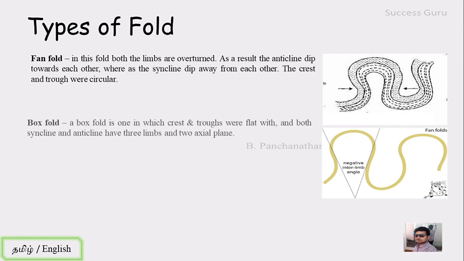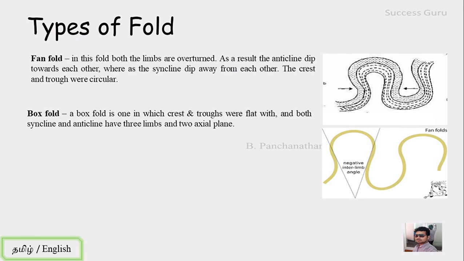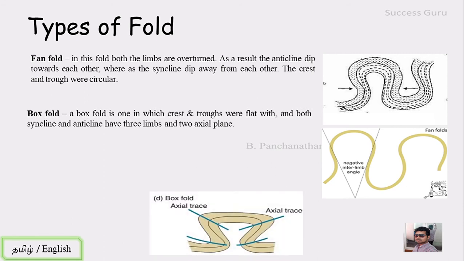Okay. And the next one is the box fold, which is a peculiar type because it has three limbs and two hinges. A box fold is one in which the crest and trough are flat, with both the syncline and anticline having three limbs and two axial planes, right? So this is a different fold from whatever we saw in earlier cases.